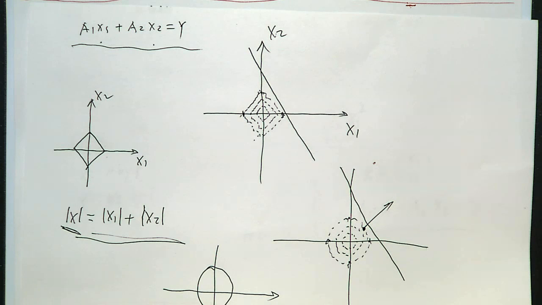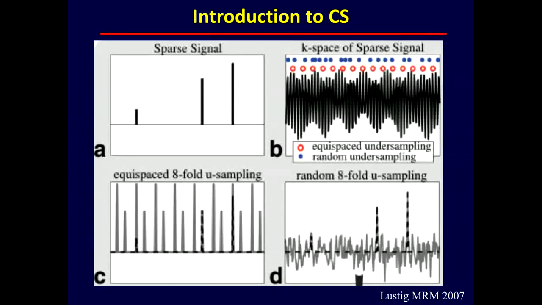Okay, so we know why the L1 norm is important. Minimizing the L1 norm is important, and let's take a look at how compressed sensing really works in a nutshell. These are some figures I grabbed from Michael Lustig's paper, who introduced the concept of compressed sensing into the MR community. So what are we looking at? L1 norm is important because sparsity is best associated with L1 norm. Now, the other very important concept is random undersampling. That's something we didn't talk about yet.